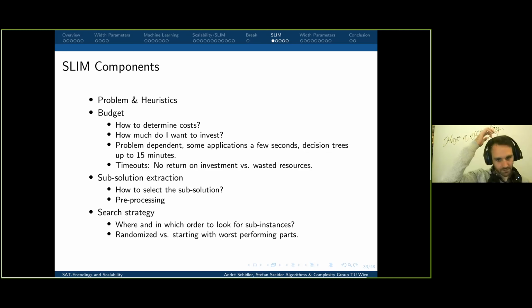And for the search strategy, the question is where and in which order you look for your sub-instances. The two things we usually look at is either we do it randomized, we just go all over the solution and try around. Especially when you have short timeouts, this is a good strategy usually. Or you start with the worst performing parts. So for the decision tree, if you want to optimize the depth, we look at the deepest branch and then try to optimize this, because if you manage this, then you will decrease the overall depth of the decision tree. And generally, if the branch is deeper, there are more possibilities to improve.